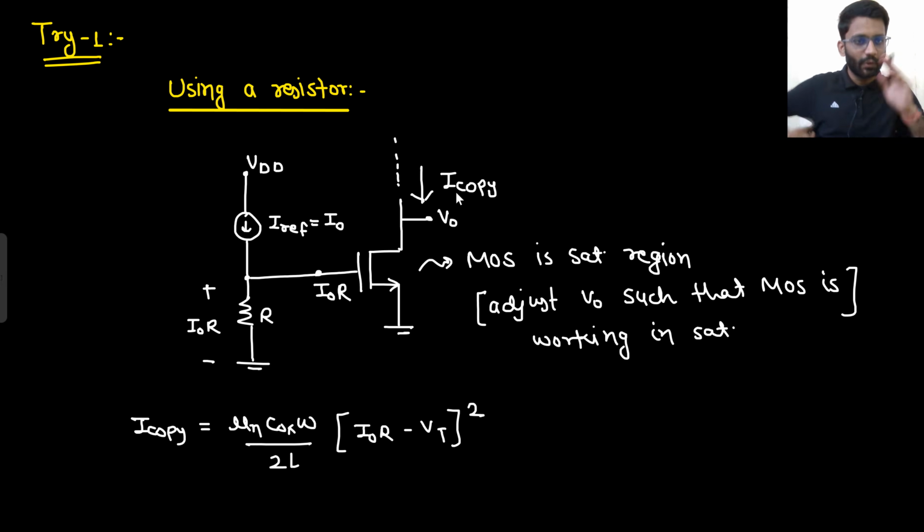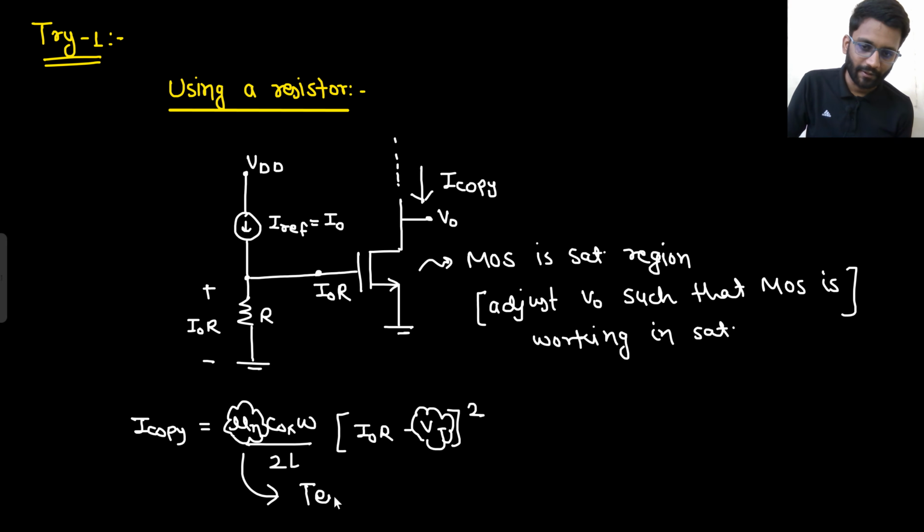Now this current is not depending on the supply. This is your VDD. So this current, I copy, doesn't depend on the supply. If there is some variation in the supply, still the current will be constant. Why so? Because this current is not depending on the supply, but it is depending on mu n and Vt. Both are temperature dependent. So that is the issue here.